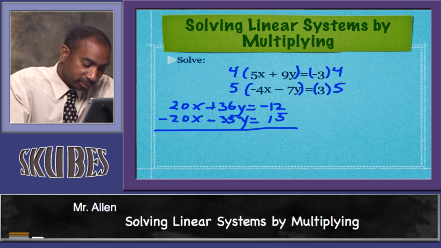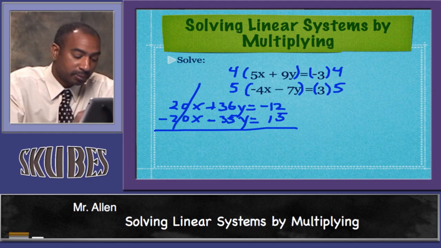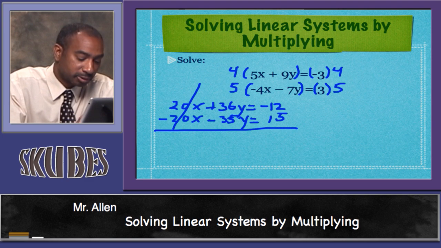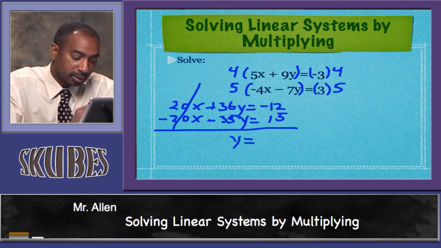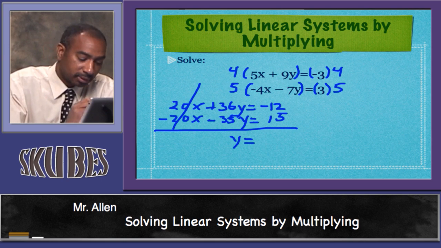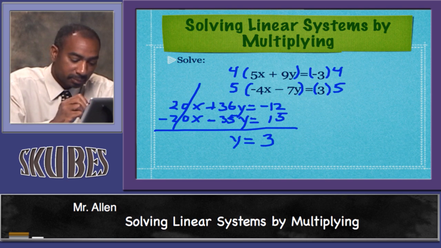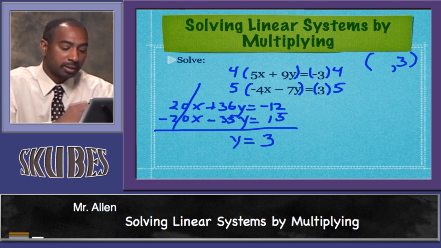So the x eliminates. Negative 20 plus 20 is 0. You got 36y plus negative 35y. That's just 1y, or just y. And you have 15 plus negative 12. That gives you 3. All right, so y is 3. That's my y coordinate. I need my x coordinate.